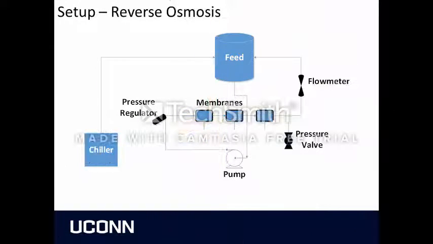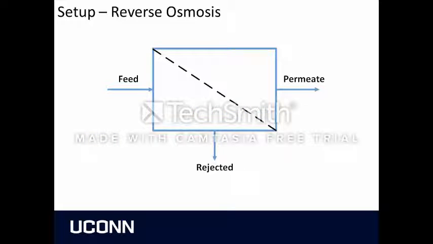The experimental setup for reverse osmosis is shown here. This setup is highlighted by a feed tank and a cell train consisting of 3 membrane cells. Water is pumped through the cells at a flow rate set using a pressure regulator and a valve, while the chiller keeps the temperature of the system constant. When the feed reaches the membrane, the rejected stream is sent to the next cell membrane and the permeate stream can be collected, shown by the schematic here.